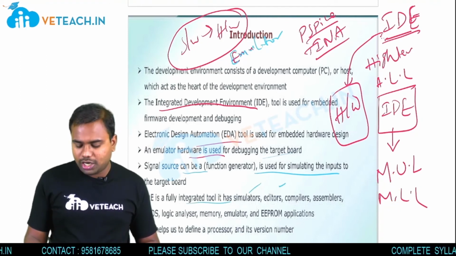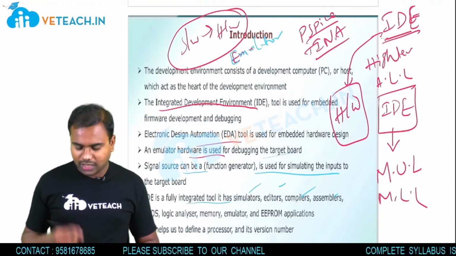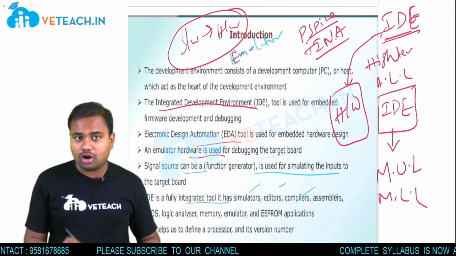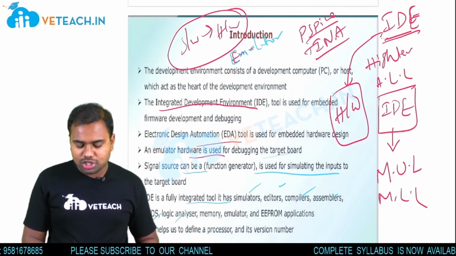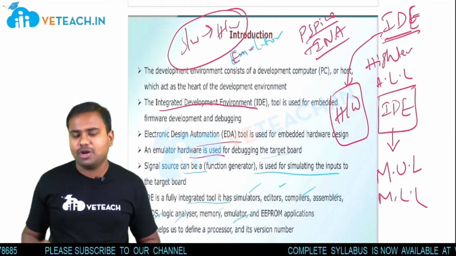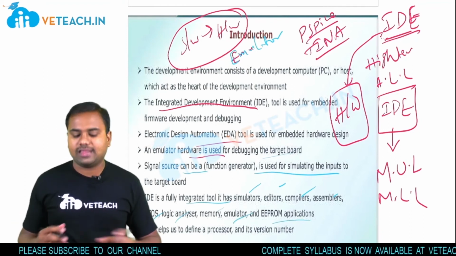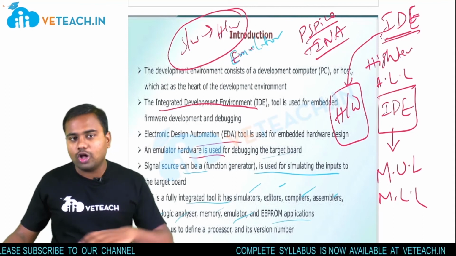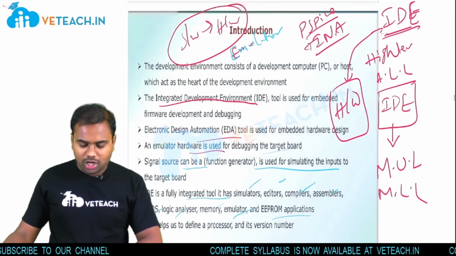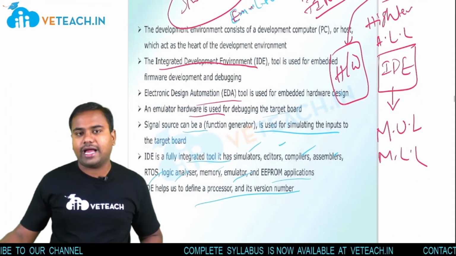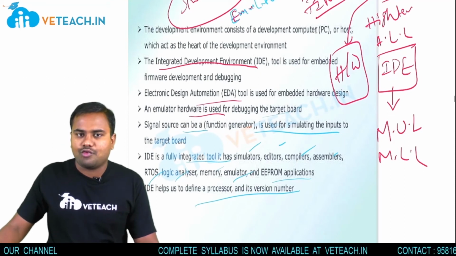IDE is a fully integrated tool. It consists of simulators, editors, compilers, as well as assemblers, as well as some more components like a real-time operating system, logic analyzers, memory emulator, and EEPROM applications. The IDE tool consists of all these contents. It is used to define the processors and the particular version number.